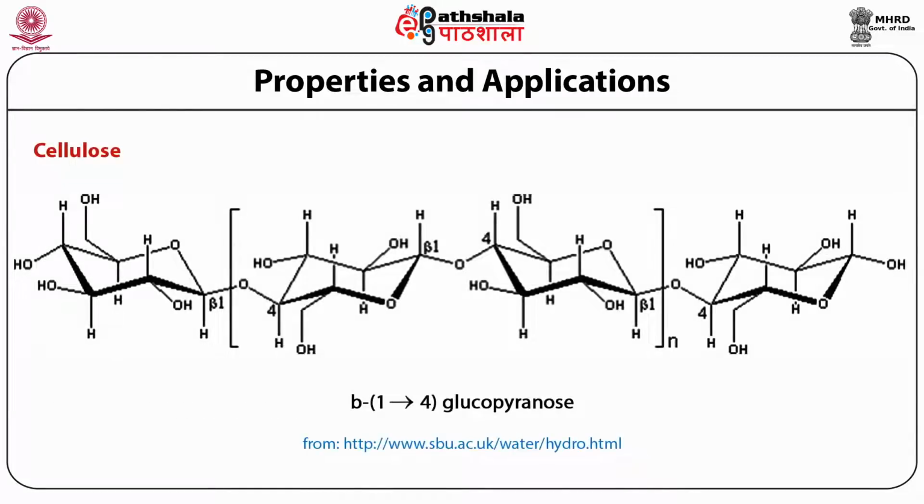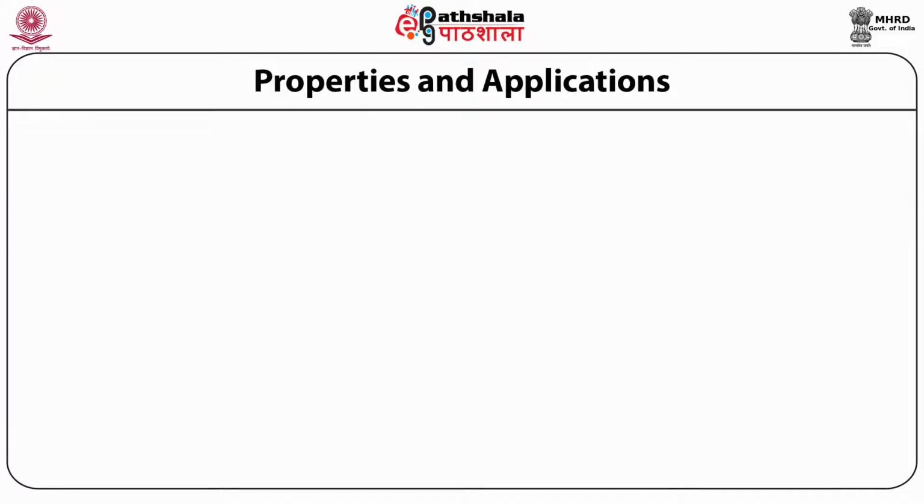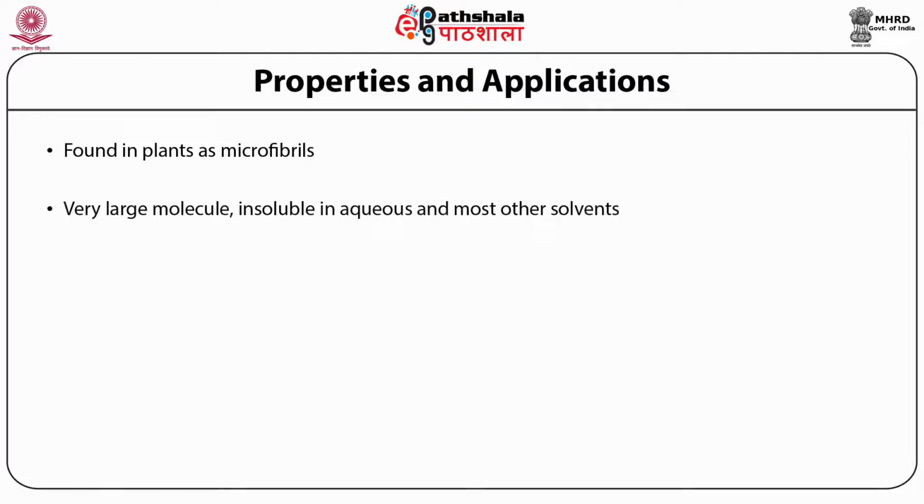Cellulose is another class of polysaccharides where beta 1,4 glucopyranose is the repeating unit that makes the polymer or carbohydrate chain. Properties and applications of cellulose: cellulose is found in plants as microfibrils, a very large molecule, insoluble in aqueous and most other solvents.